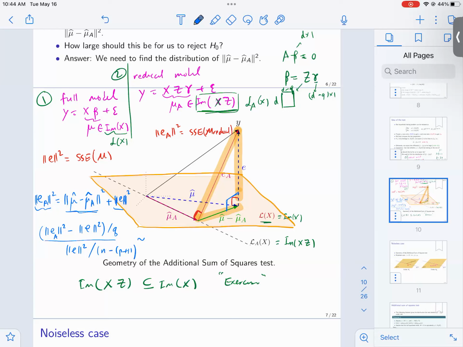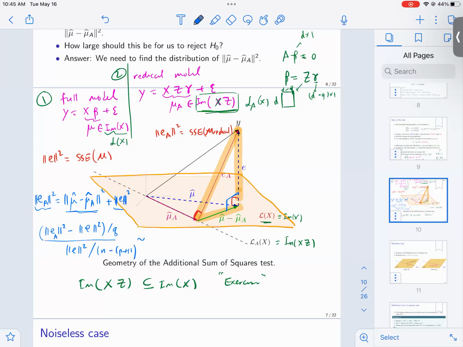This is called additional sum of squares. Or I can just look at the SSEs and take the differences. That would give me this. But the point remains that this is going to be small if there's not much difference between the two models. So these SSEs would be almost equal. If this is very large, this is much smaller.